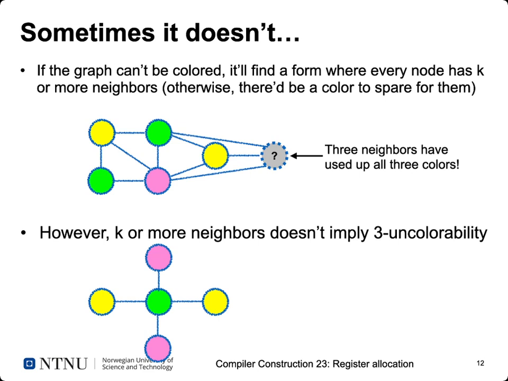However, this does not always imply that a node that has k or more neighbors is not 3 colorable in this case. So let's look at this example graph here, where our node in the middle here obviously has 4 neighbors here in each direction. But since these other neighbors are not interconnected in any way, it's completely sufficient, for example, to use 3 colors to color that graph. And for that simple case, obviously, you would also get away with only using two colors to color the graph.